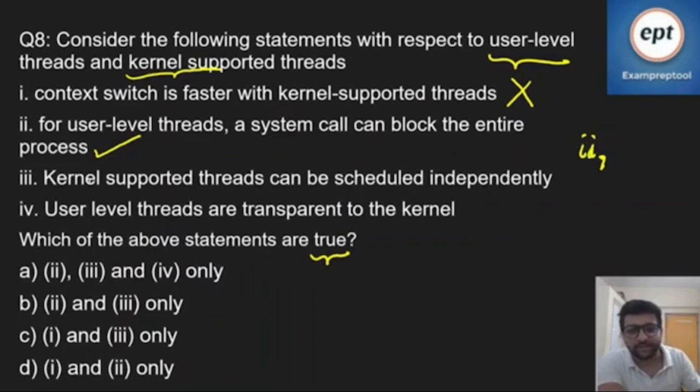So, second is correct. The third option says that kernel supported threads can be scheduled independently, right? So this is correct because we know that kernel is aware of these threads. So these threads can be scheduled independently, right? So the option C is also true. The fourth option says that user level threads are transparent to the kernel. Yes, we know that the kernel is not aware of the user level thread. So the answer will be 2, 3 and 4. So it will be option A, right?